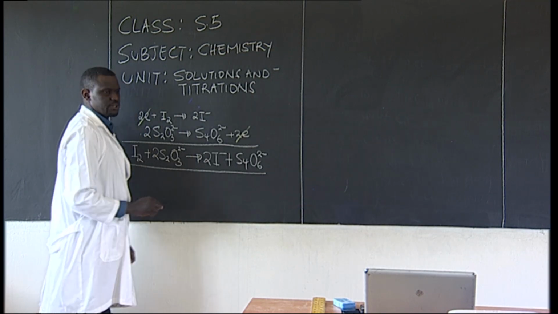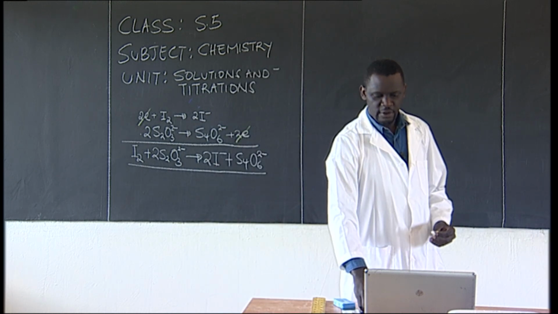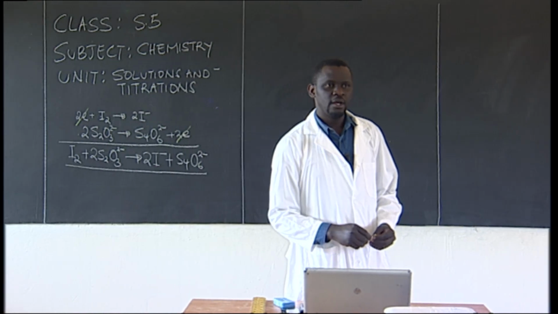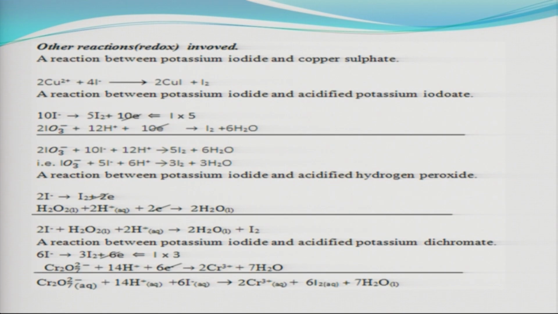Reduction, oxidation. But we are also going to see very many other equations. For example, copper. If you remember this equation from our Senior 4 work, copper 2 ions reacting with the iodide ions give you copper 1 iodide and iodine. If you recognize very well, the iodide ions are being oxidized to iodine, and the copper 2 is being reduced to copper 1. Hence a redox reaction.